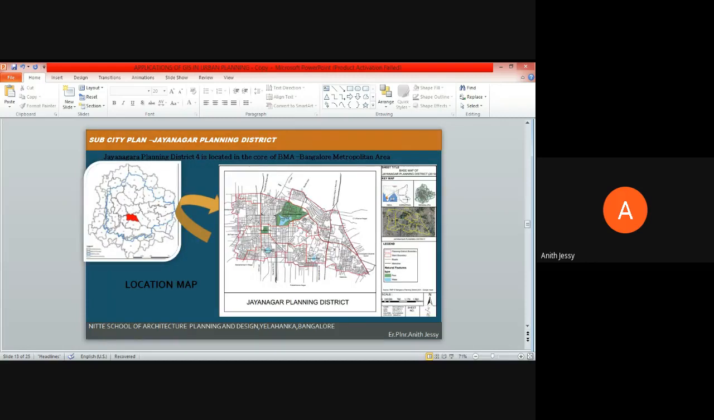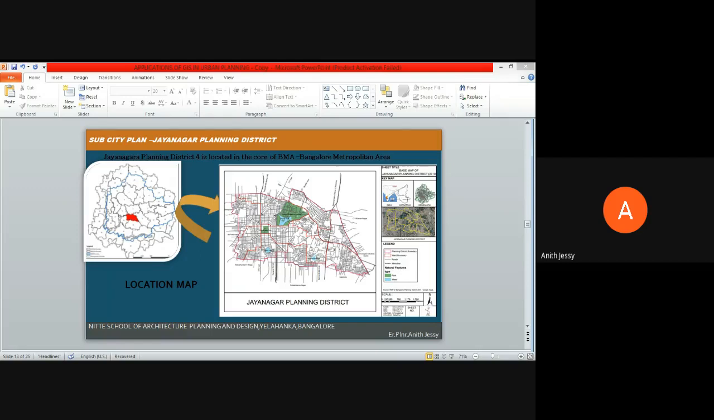So, Jayanagar Planning District. If you can see this map very clearly, the map itself shows you the location of Jayanagar Planning District. Jayanagar Planning District is in the core of the Bangalore metropolitan area. It is to the south of Shivaji Nagar, and on the west you can see Koramangala. So it is very popular, and this planning district is now home to multicultural and mixed land use.